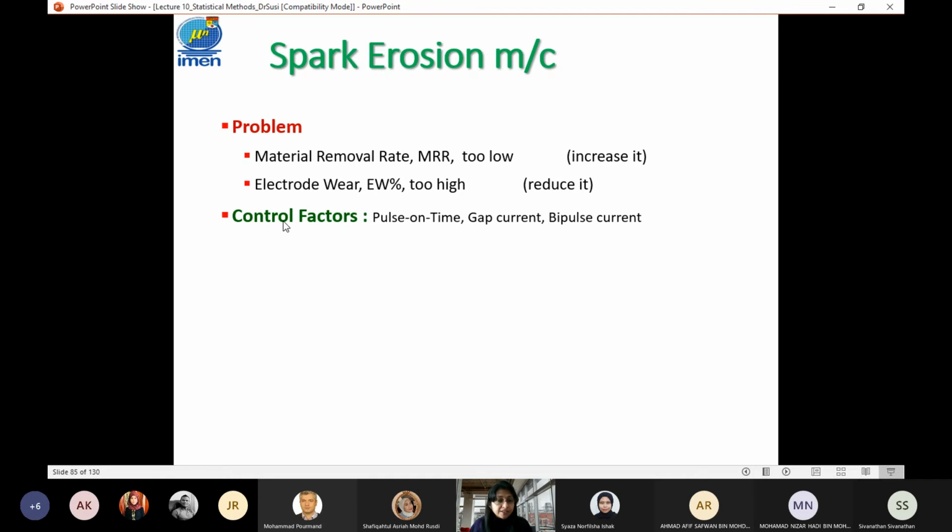What are the control factors? The pulse on time, the pulse which goes through the electrode, the gap current which goes through the electrode, and also the bipulse current. So you have three control factors.